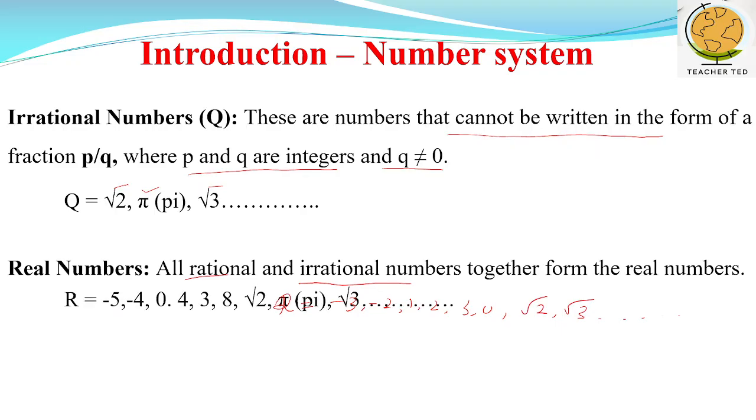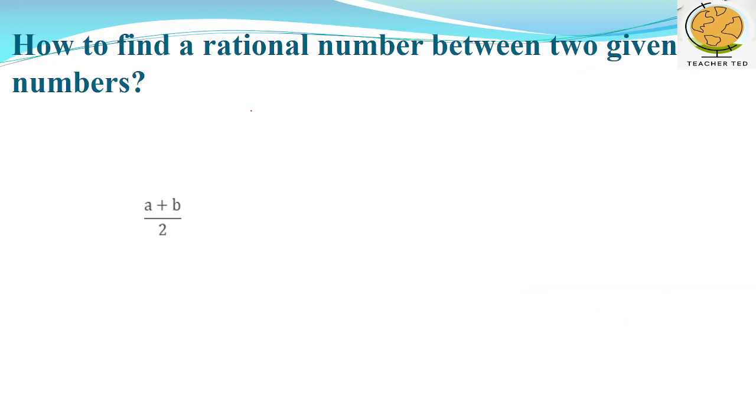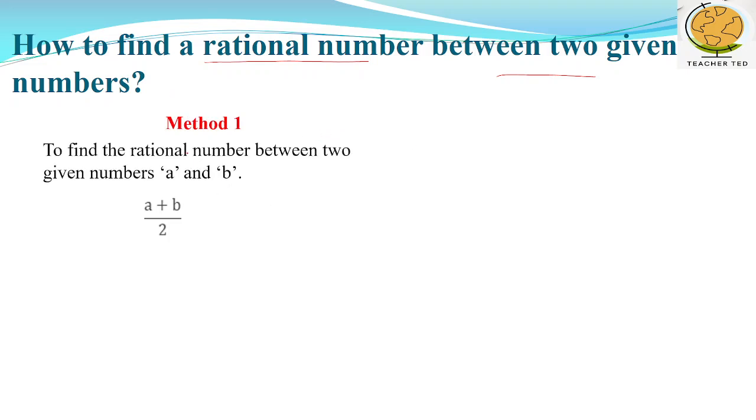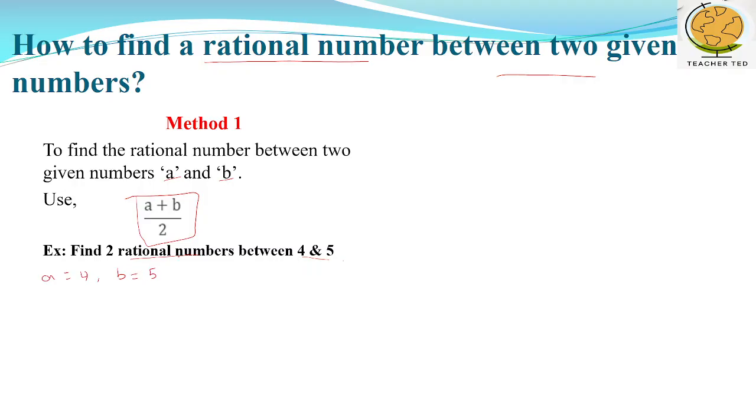We'll go to the next category, that is how to find a rational number between two given numbers. There are two methods to solve this. Method number one is to take two rational numbers a and b and use this formula to find out the rational number between these two numbers. Let us take an example to find two rational numbers between 4 and 5. So here a represents 4 and b represents 5. Just substitute these values in this formula. We will get 4 plus 5 by 2, that is 9 by 2. So 9 by 2 is one rational number.